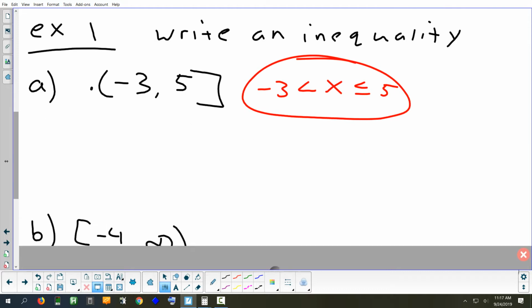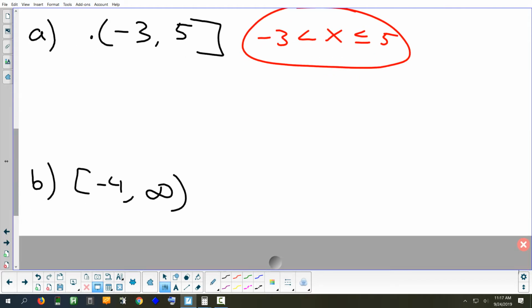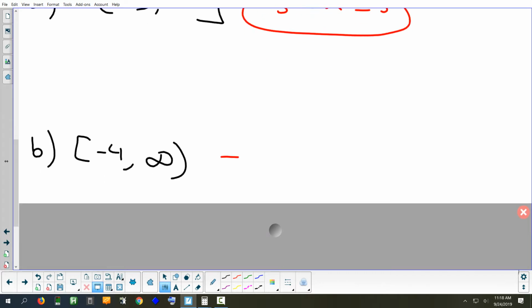All right, how about this one? Peregrine, what kind of interval is that? Unbounded, half closed. Yep, it's an unbounded interval, and it's half closed on the left. So Sam, how would you write that as an inequality? -4 is greater than or equal to x.